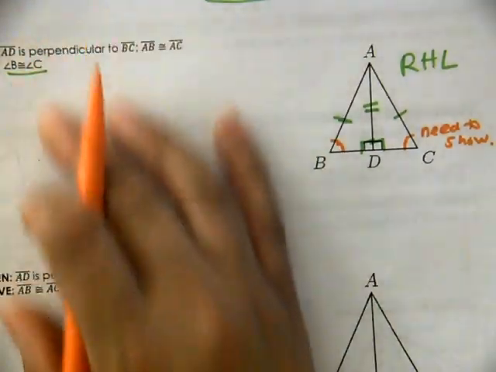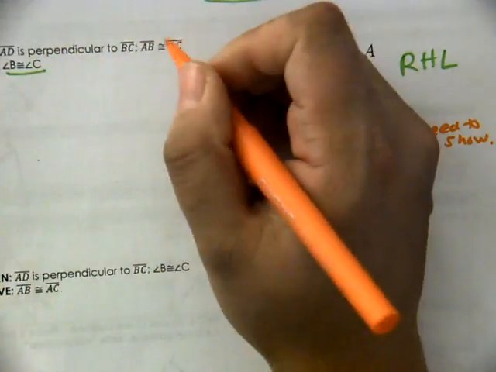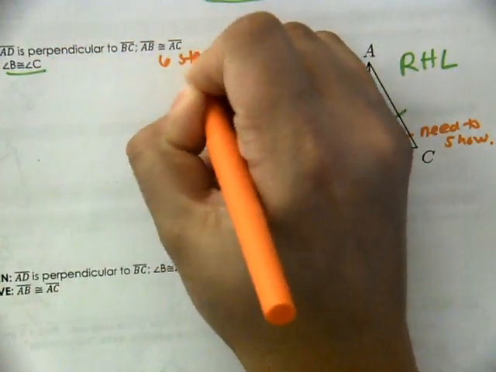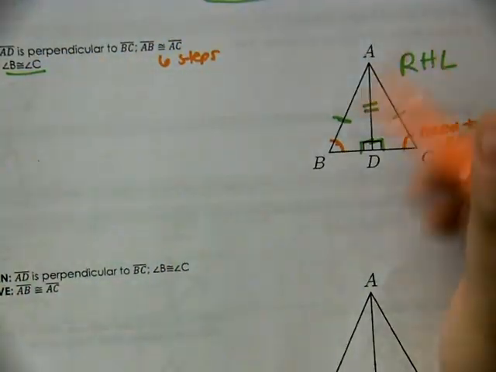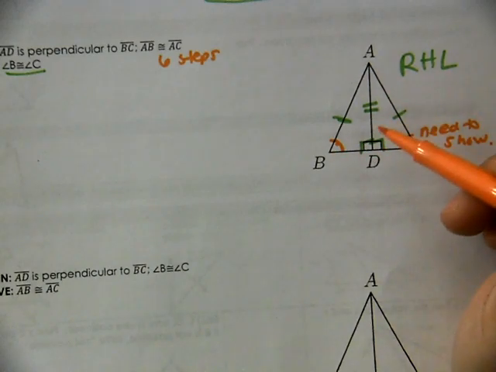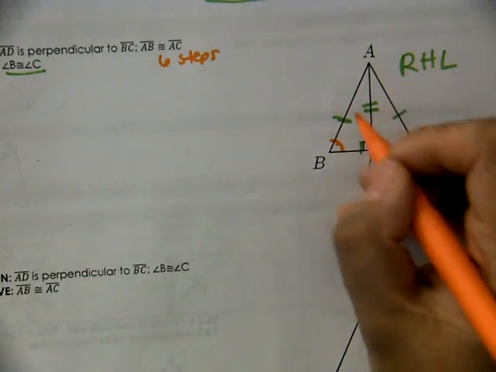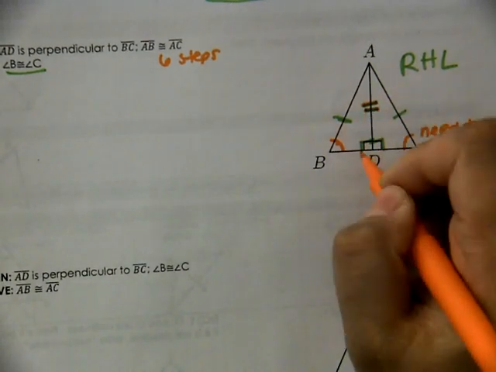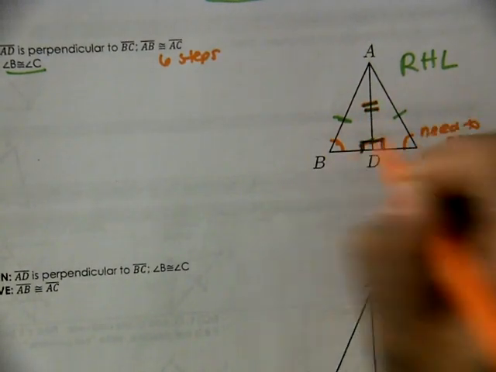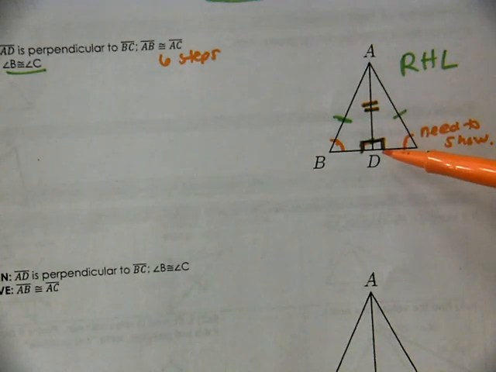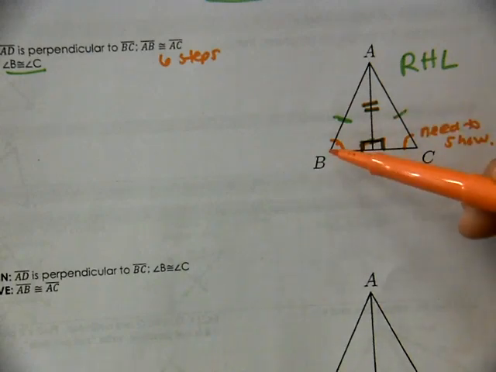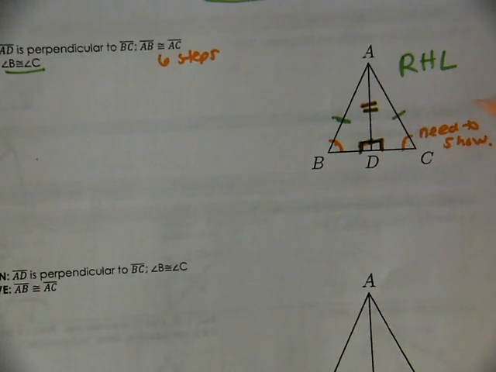Okay, so again, I'm not going to do the entire proof. If you want to try it out though, this comes out to 6 steps. It's really not too bad because it just kind of uses RHL where you already know the hypotenuses are congruent. You just need the reflexive side, and actually I should do this in a different color to show that I don't know it just yet. You do the reflexive, you show that you have right triangles, and then you can do RHL and finally finish up with B and C being congruent.